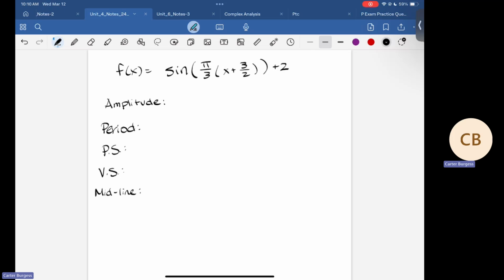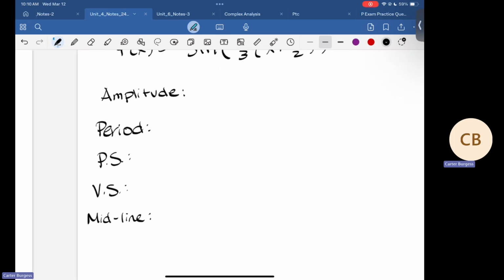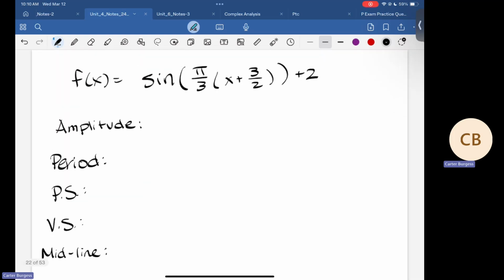Okay. Let us take a look at example 5 here, see what we're able to do. Again, just going through the information here. What is the amplitude of this particular function? It is going to just be 1.